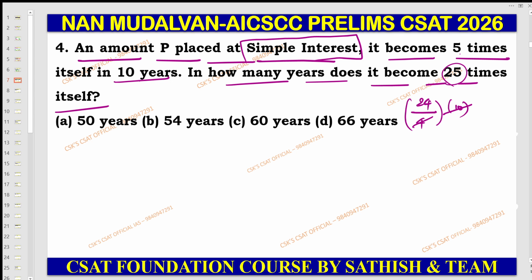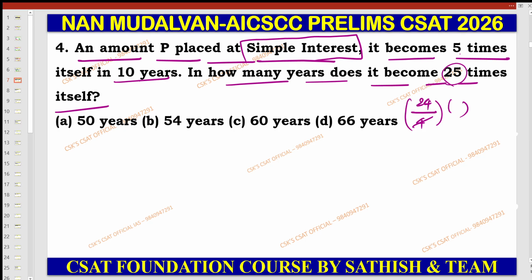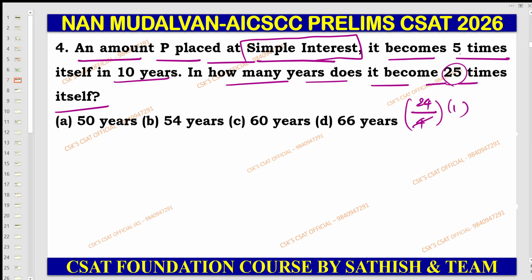Check here. You should not cancel this one. You have to cancel the 24. So how many times here? 6 times. 6 into 10 becomes 60. In less than 30 seconds you can solve this question if you know the logic. So therefore 60. Let me give you that formula.